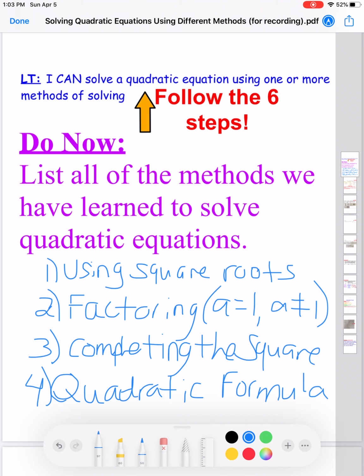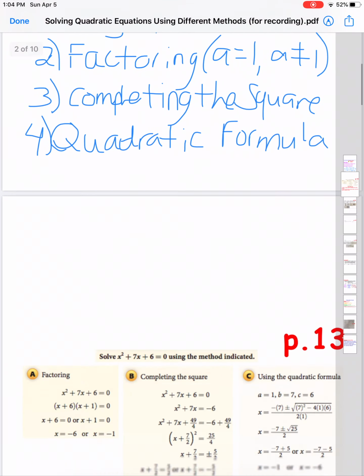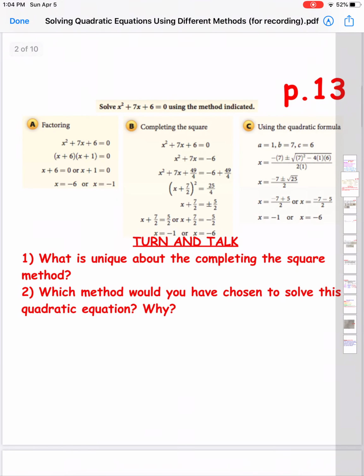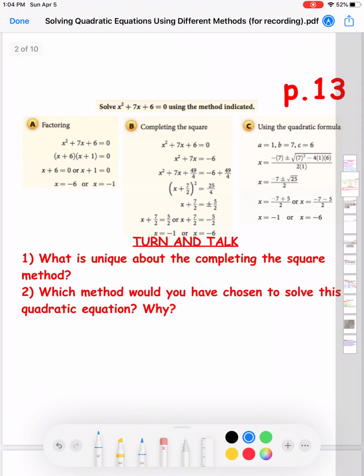Our goal in this lesson is to figure out why we might use one method over the other, or how we can recognize when one method might be the easiest. So for this lesson, you're going to need to be on page 13 in your Solving Quadratic Equations Part 2 packet. I want you to start by taking a look at this problem.